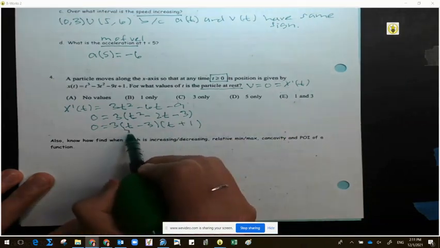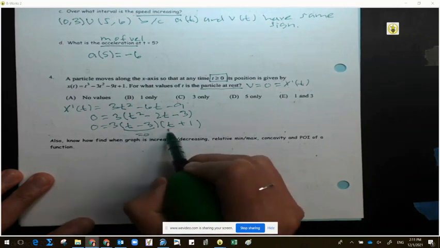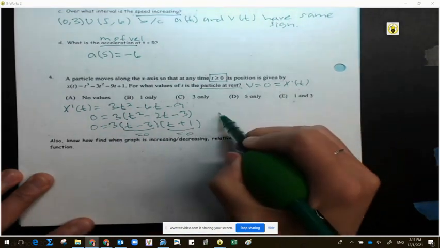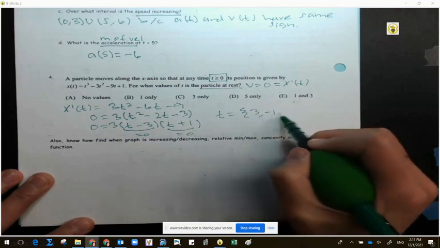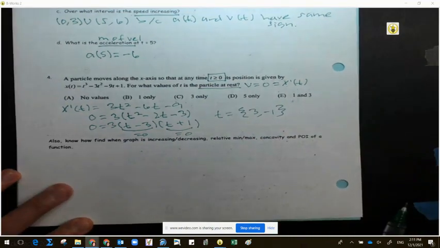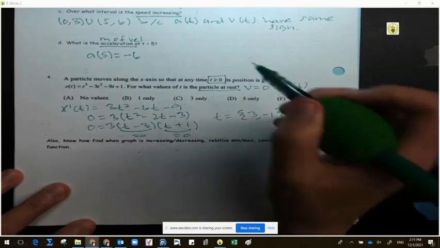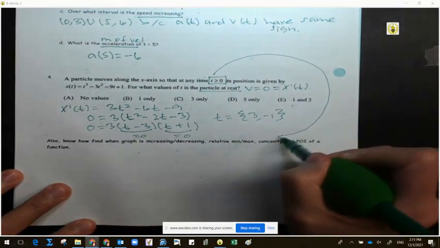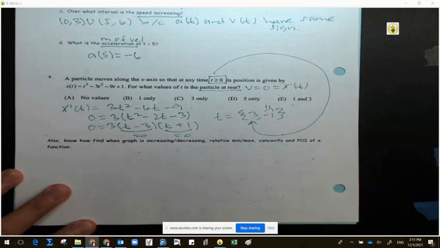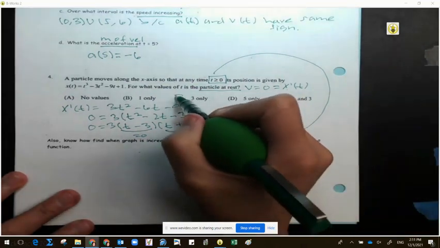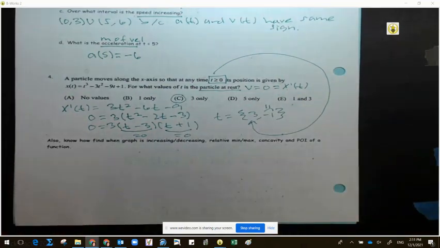And if I set the first one equal to 0 and second one equal to 0, our critical points are going to be positive 3 and negative 1. Which number can I not include? The negative, because it's not within the domain. So what would be our answer then?